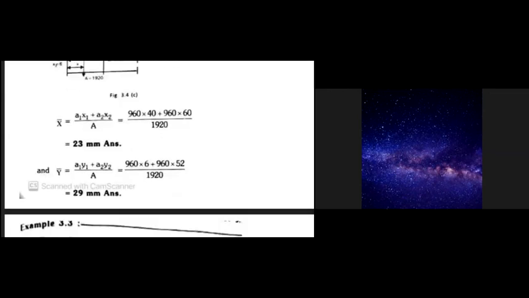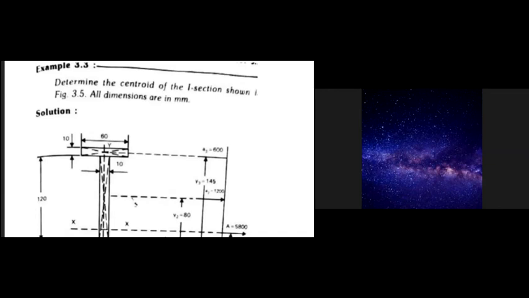Like this also you can find. So next, the T section is over, the angle section, L section is over. Next, I section.